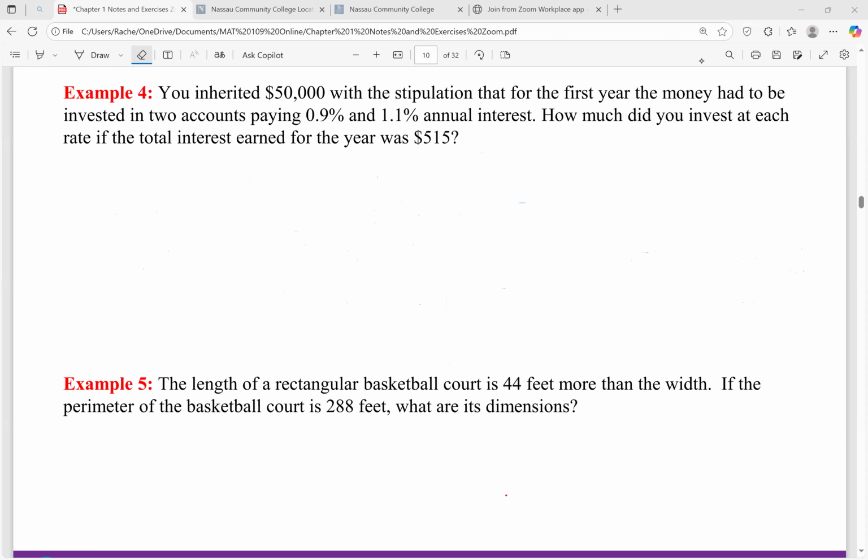So example 4, let's say we inherited $50,000 with the stipulation that for the first year, the money had to be invested in two accounts, one paying 0.9% interest and the other paying 1.1% annual interest. So the question is, how much did you invest in each account, at each rate, if the total interest that you earned for the year was $515?